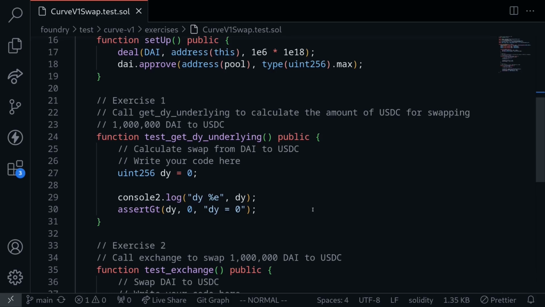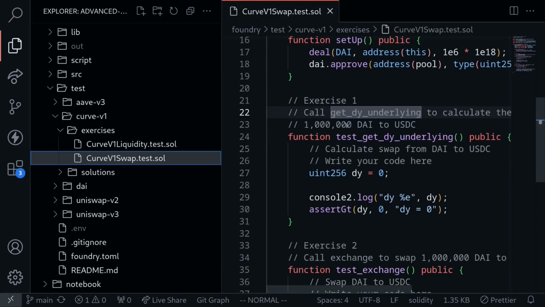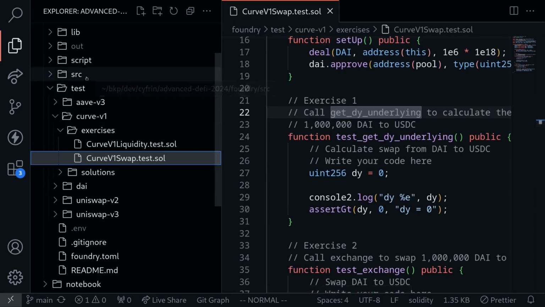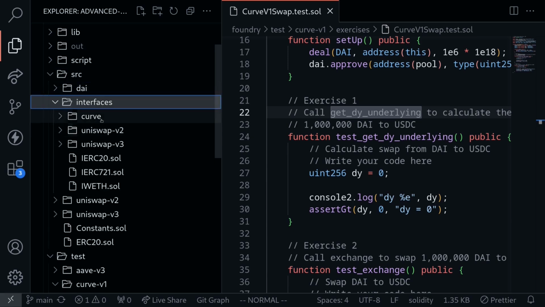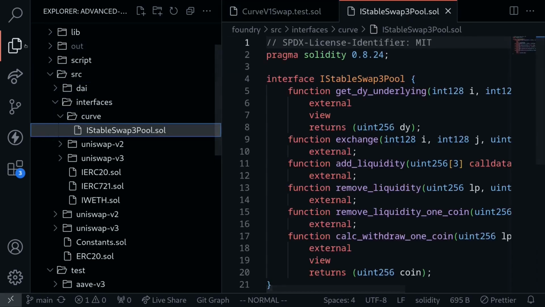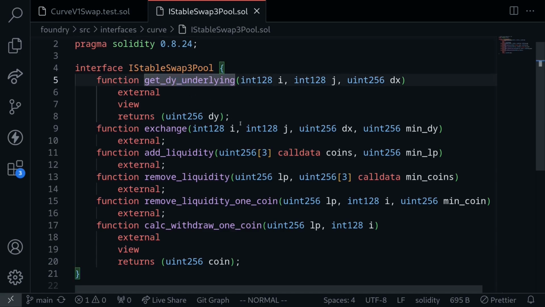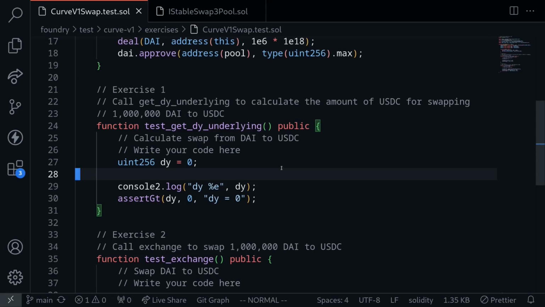The first exercise in Curve V1 is to calculate the amount of token you'll get for putting in some amount of token. For this exercise, what you'll do is calculate the amount of USDC that you'll get for putting in DAI. And the amount of DAI that you'll use is 1 million DAI. And to calculate the amount of USDC you'll get for putting in 1 million DAI, you'll need to call the function get_dy_underlying. If you need a refresher on how to call this function, you can check it out by going to src, interfaces, curve, StableSwap3Pool, and look for a function called get_dy_underlying. The inputs are the index for token in, index for token out, and the amount of token in that you're putting in.